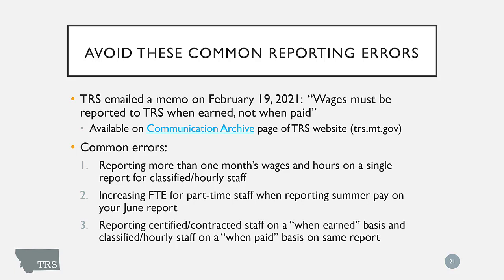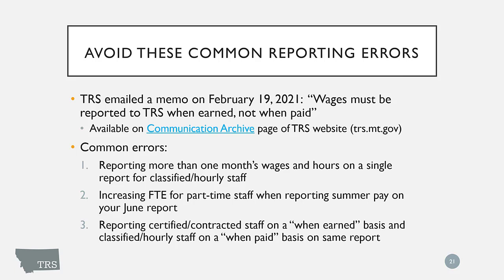Another one that we've seen a lot of is increasing the FTE for a part-time employee. So if you have contracted part-time people, maybe they're 0.5 FTE and you report them as 0.5 all year. Well, at the end, when you do their 3 months' worth, you still report them as 0.5 FTE on the summer June report. You can't increase that to 1.5 if you're paying 3 months' worth. And that's one that we've seen for sure.